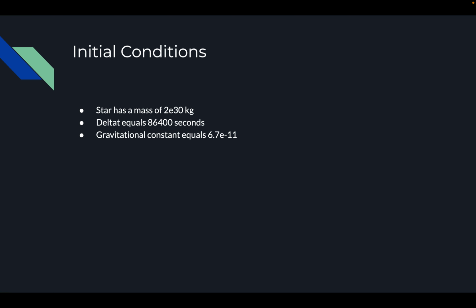The initial conditions: the star had a mass of 2 times 10 to the 30 kilograms, delta T equals 86,400 seconds, and the gravitational constant equals 6.7 times 10 to the negative 11.